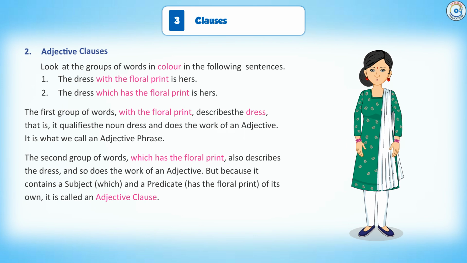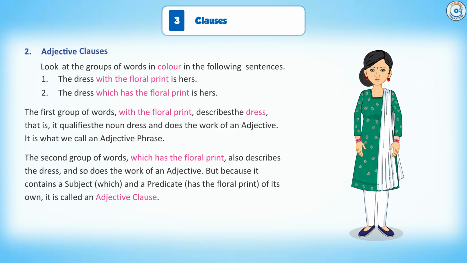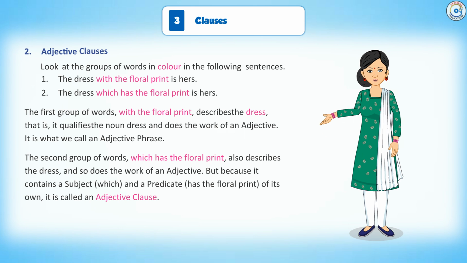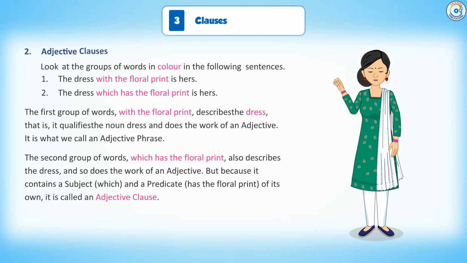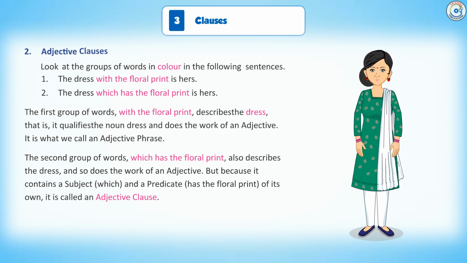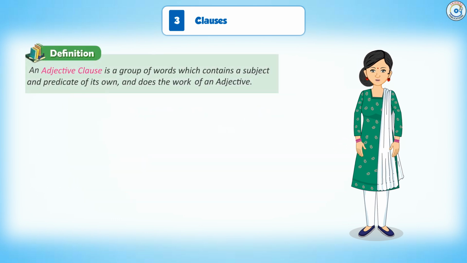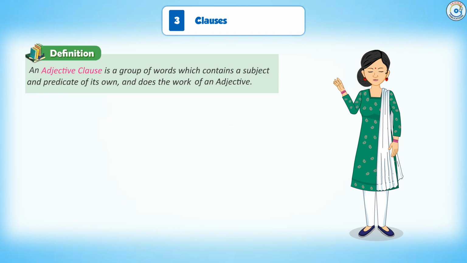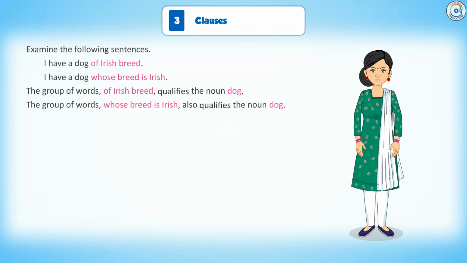The second group of words, which has the floral print, also describes the dress, and so does the work of an adjective. But because it contains a subject, which, and a predicate, has the floral print, of its own, it is called an adjective clause. Definition: an adjective clause is a group of words which contains a subject and a predicate of its own and does the work of an adjective.